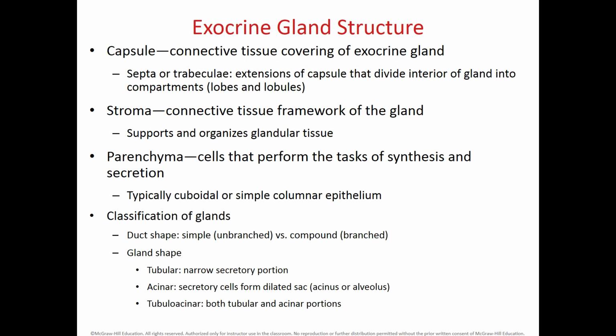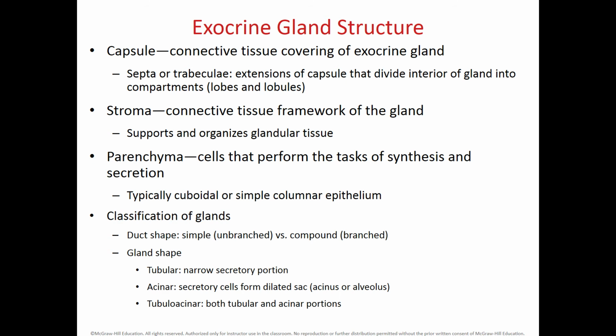Structures of the exocrine glands, they are surrounded by a layer of connective tissue that is called a capsule, and this capsule sometimes sends extensions towards the middle of the organ, and it will divide this gland into compartments or lobes and lobules. So these extensions of the capsule towards the internal part of the organ or the gland will be called septa or trabeculae. Now the glands have a connective tissue that forms a framework that is called the stroma, and this will help to support and organize the glandular tissue.